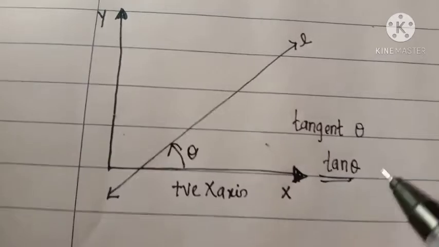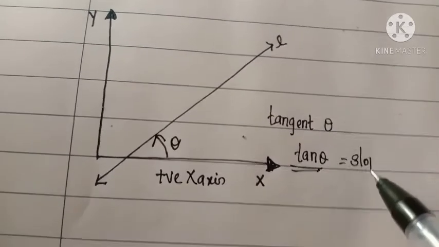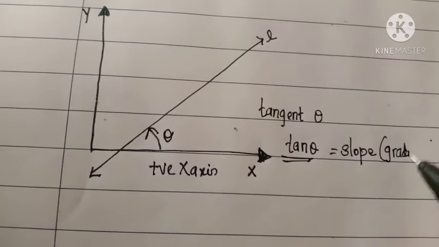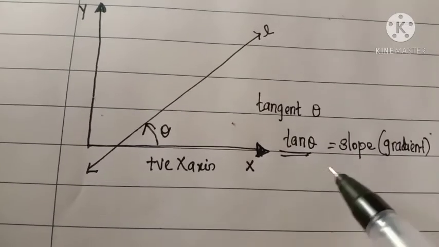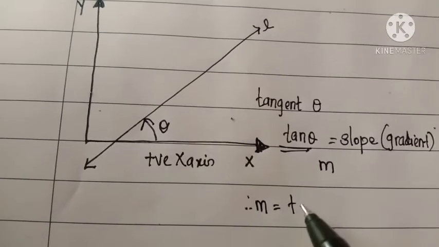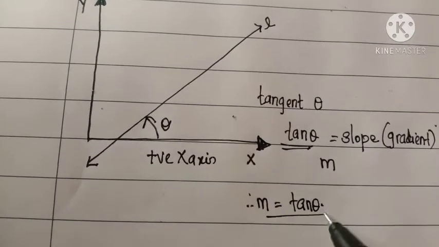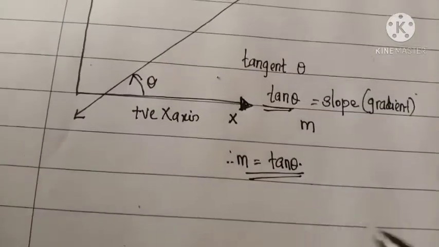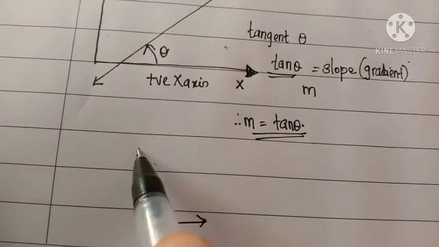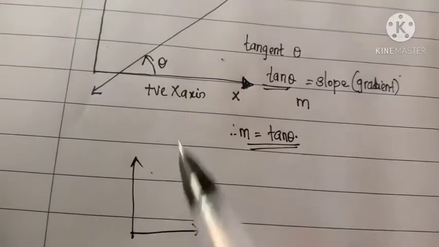This tan theta is known as the slope or gradient of the line L, and it is denoted by the letter m. Therefore, m, the slope of a line, is equal to tan theta. Okay, slope of a line is equal to tan theta. Suppose the given line is a vertical line. See, it is a non-vertical line.